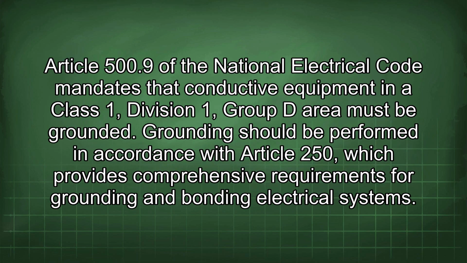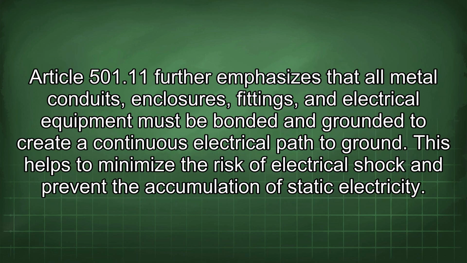Article 500.9 of the National Electrical Code mandates that conductive equipment in a Class 1, Division 1, Group D area must be grounded. Grounding should be performed in accordance with Article 250, which provides comprehensive requirements for grounding and bonding electrical systems. Article 501.11 further emphasizes that all metal conduits, enclosures, fittings, and electrical equipment must be bonded and grounded to create a continuous electrical path to ground. This helps to minimize the risk of electrical shock and prevent the accumulation of static electricity.